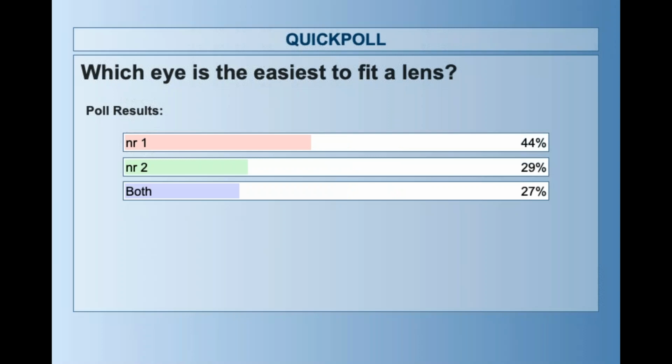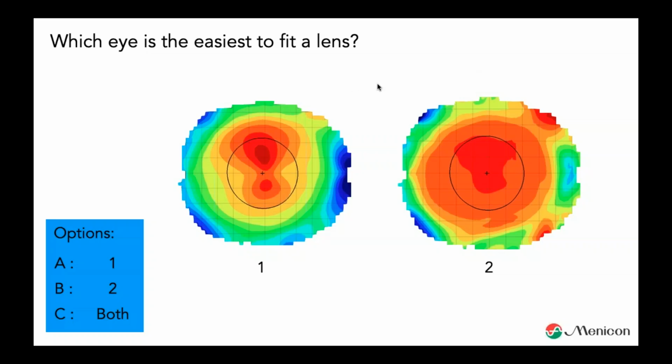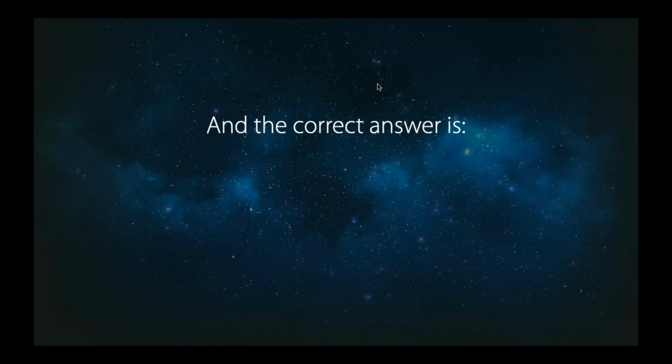It's an answer I really already expected: the majority of the people, almost half of the audience, say, okay, I want to use number one. A third say, okay, I want to use number two, and 27% say, okay, I want to use both. But I want to hide the results again, and I will go back to my lecture. And what is the correct answer then? The correct answer is both.